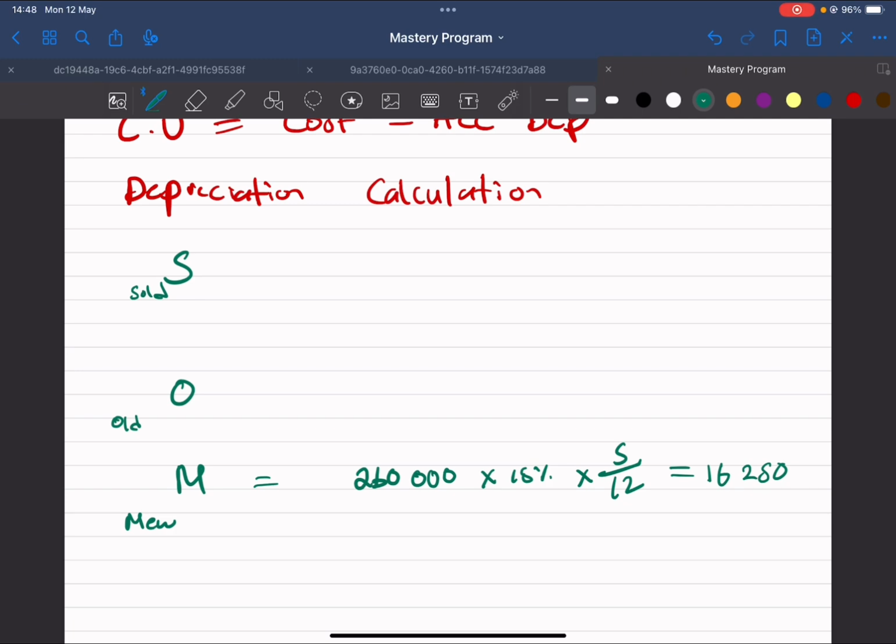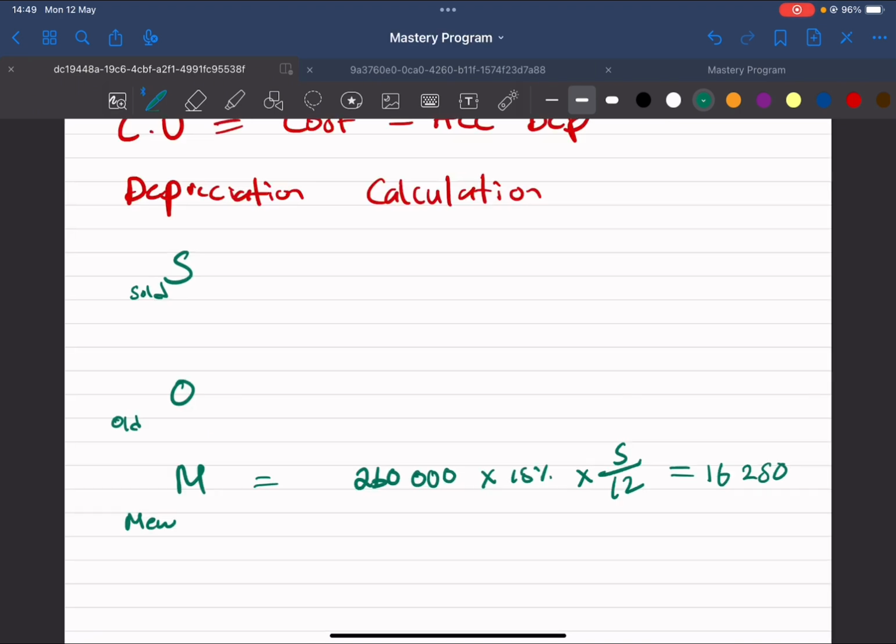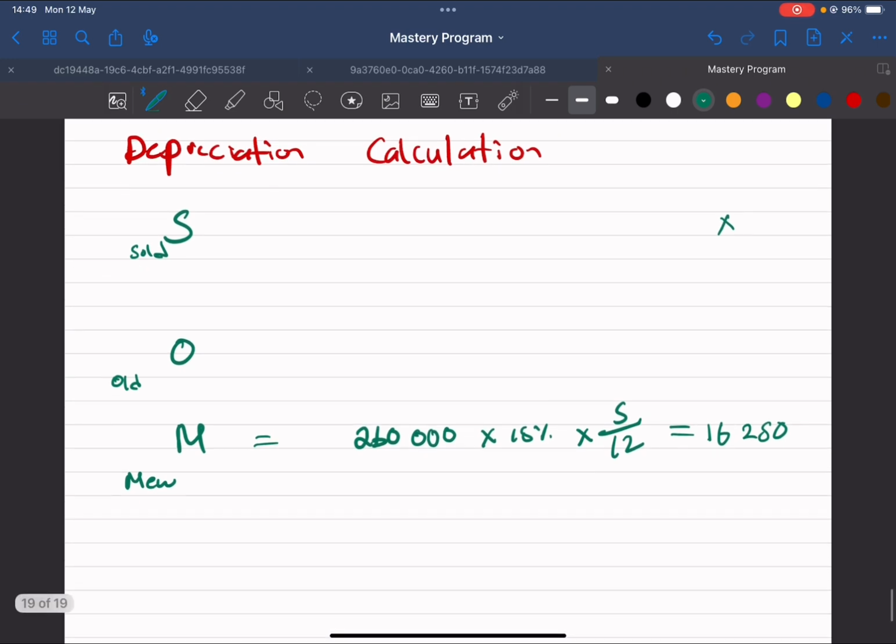Now you can go and choose. I'll go back to the sold vehicle. Did we sell any vehicles during the year? And if you go to your fixed asset note, you realize that under disposal on vehicle, they have 0, meaning that they didn't sell any vehicles during the year. So here, meaning that we don't have this. We basically have 0. For old, now we're going to say, what's the cost of the vehicles that were bought in previous financial year? And then after that, we calculate depreciation for the year.